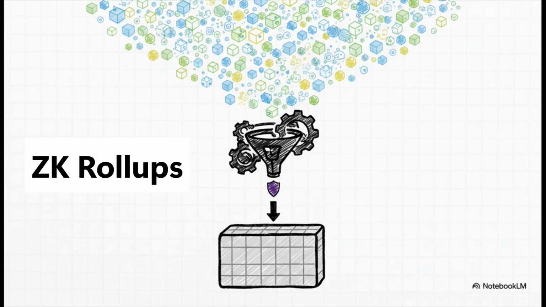It takes a huge batch of transactions, we're talking thousands of them, off the main chain. It processes them all, and then it generates a single, tiny cryptographic proof that says, hey, I did all this computation correctly, and here's the final result. That one tiny proof is all that gets posted back to the main blockchain. It's a way to verify a massive amount of activity with a very small footprint, which drastically increases the network speed and makes it cheaper for everybody.